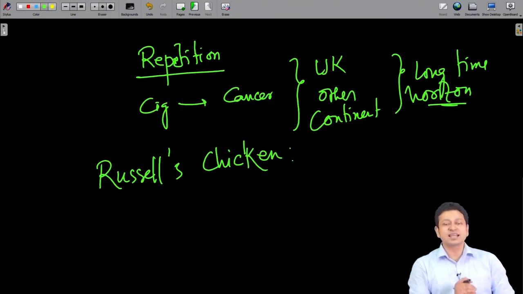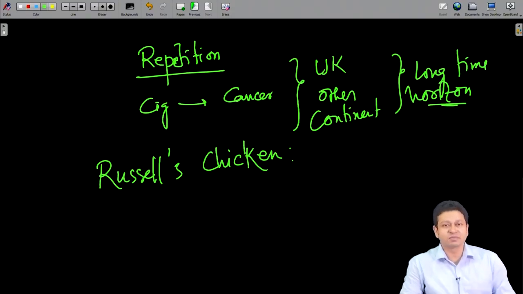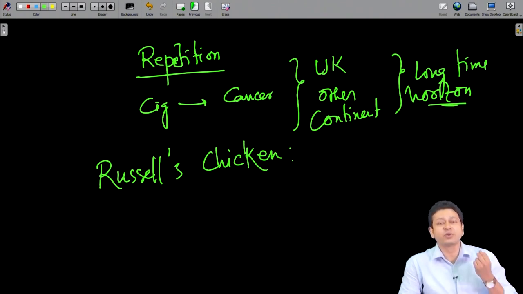Now, what is Russell's chicken? So, it is the story of a chicken. The chicken is living in its owner's home, and the owner actually feeds the chicken pretty nicely. Every day in the morning it gets its breakfast and other meals, and the chicken gets a very good treatment. It becomes a routine for the chicken to get that.